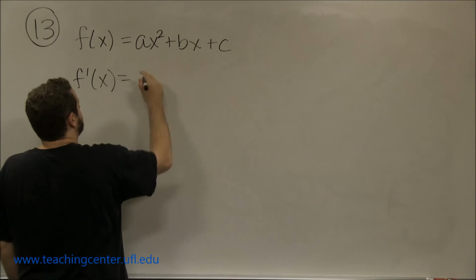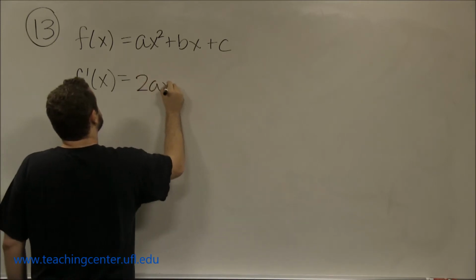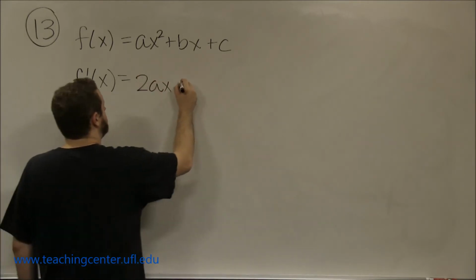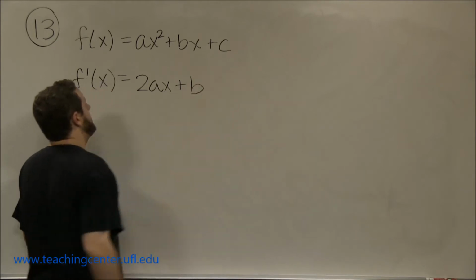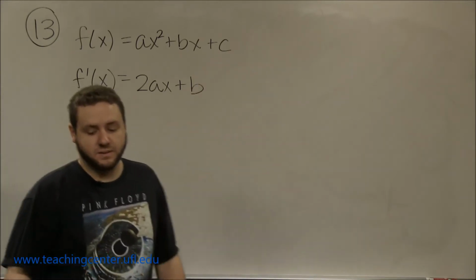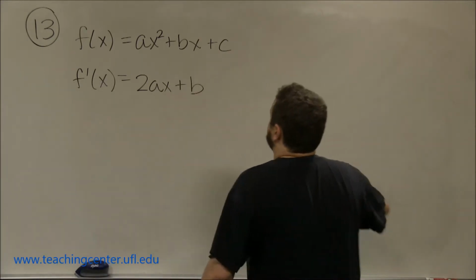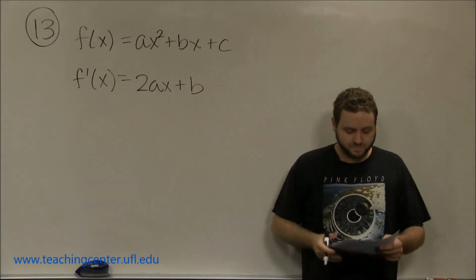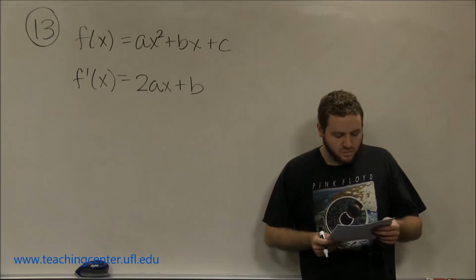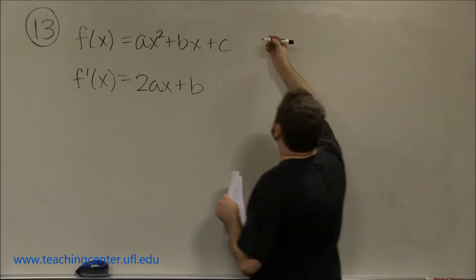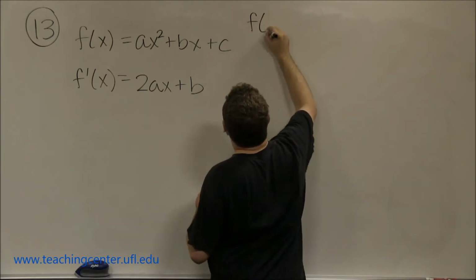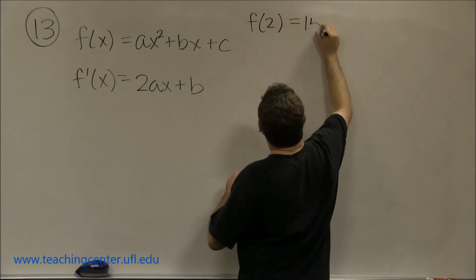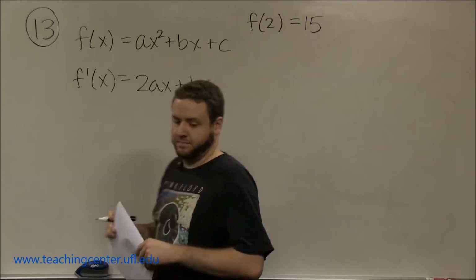So the derivative of ax squared would just be 2ax. And the derivative of bx would be b. The derivative of c would be 0 because it's a constant. So given this function, its derivative is always just going to be 2ax plus b. The other thing we know is that the point (2, 15) is on the graph. So that tells us that f of 2 must equal 15.